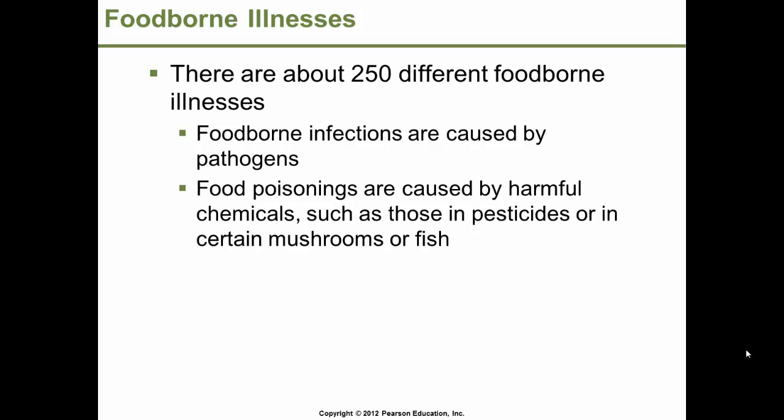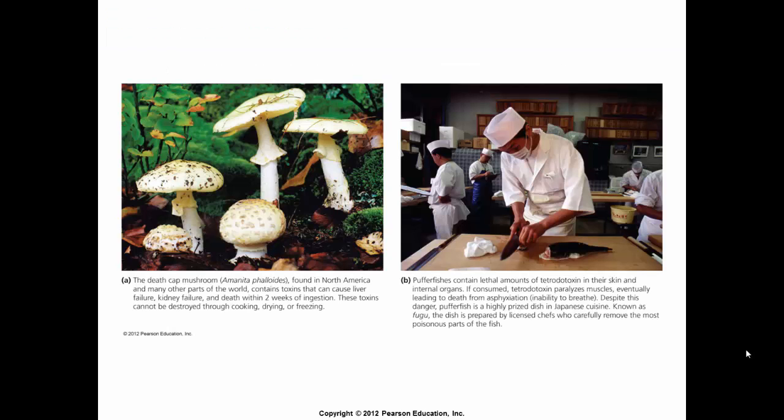Food poisonings are caused by harmful chemicals such as those in pesticides or certain mushrooms or fish. This shows the death cap mushroom. It's found in North America and many parts of the world. It contains toxins that can cause liver failure, kidney failure, and death within 2 weeks of ingestion. These particular toxins would not be destroyed through the heat of cooking, drying, or even freezing.